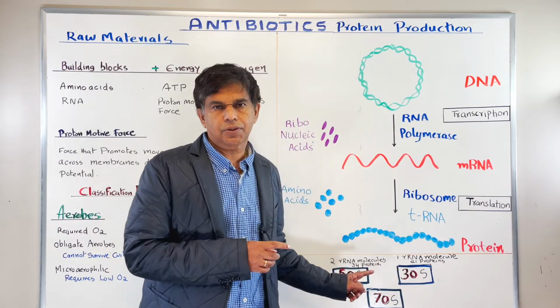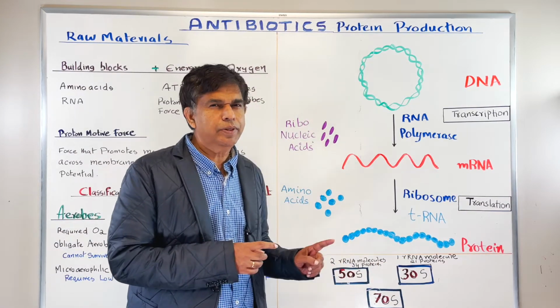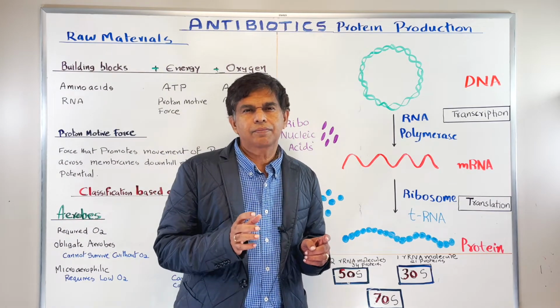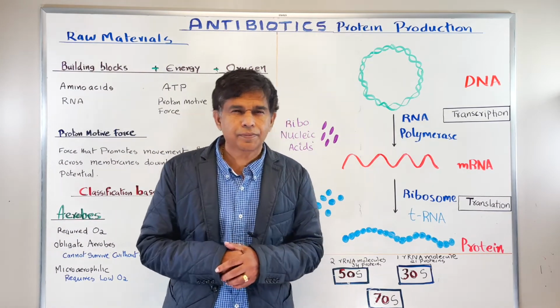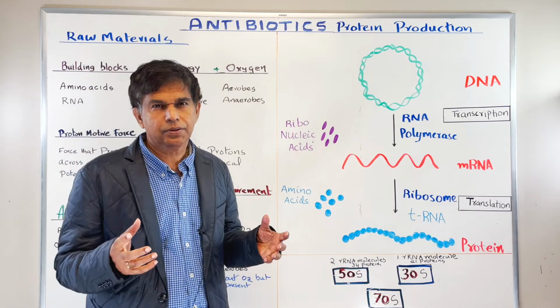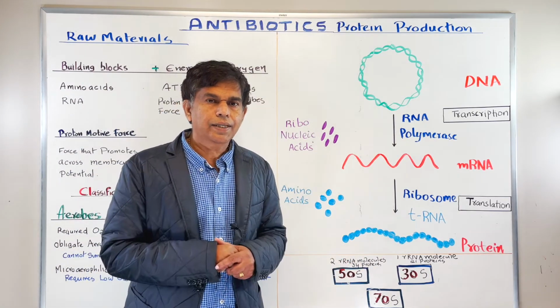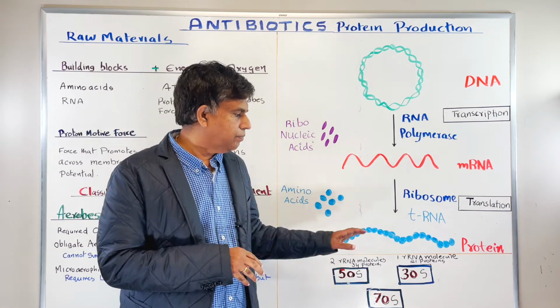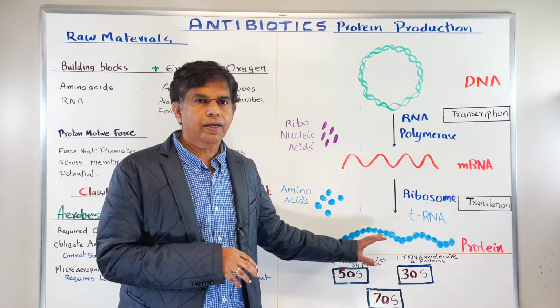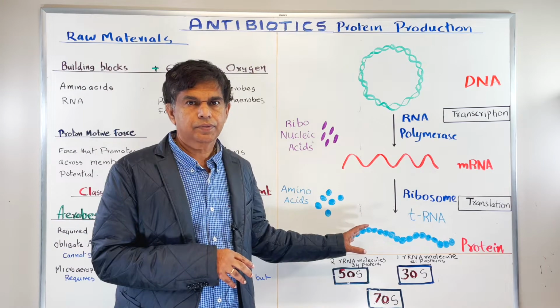So that is the structure of the ribosome. The human ribosome is 80S, a combination of 60S plus 40S. That's a little bit different. Why is it important? A lot of the antibiotics we use are based on attacking the ribosome so the bacteria cannot survive.